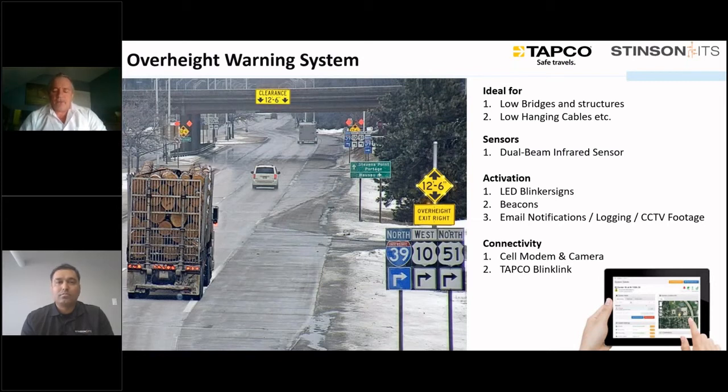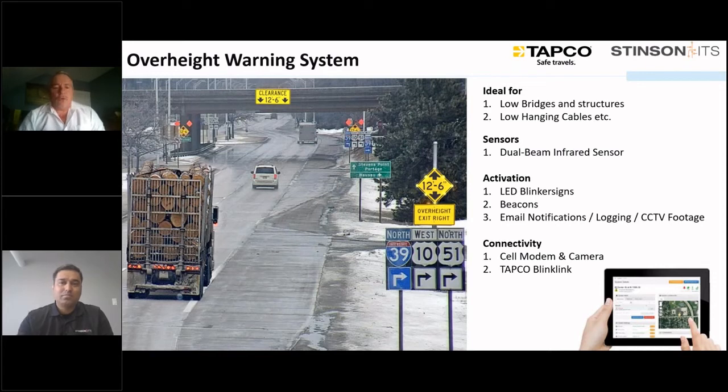Warning devices used to interact with drivers can be flashing beacons, LED enhanced signs, VMS or else. The activation of these warning signs or warning devices must happen within milliseconds after the overhead vehicle is detected to give the driver sufficient time to react and to veer off the road by using the escape route, or what we commonly call the bailout route. Okay, physical location of the override sensors and warning devices is calculated according to the speed limit in the zone where the equipment is installed. So the installation is critical in this case.